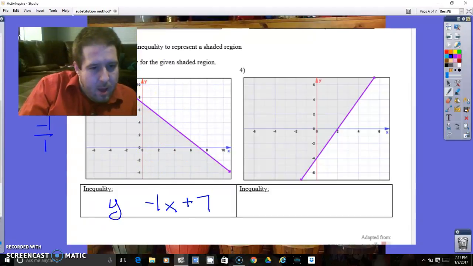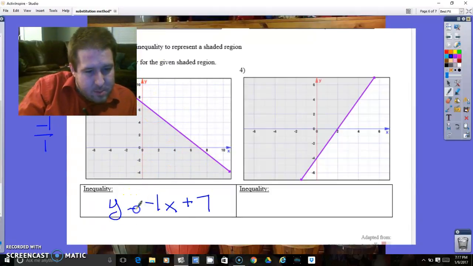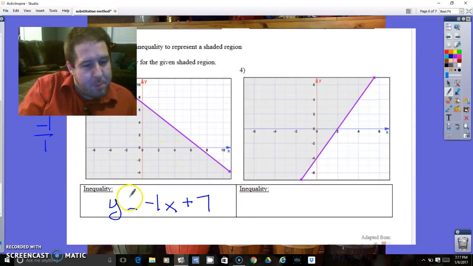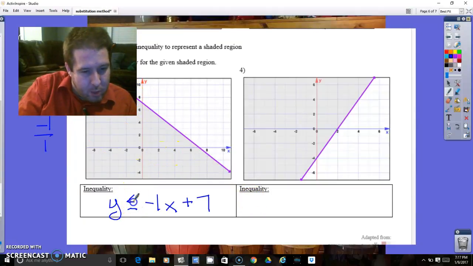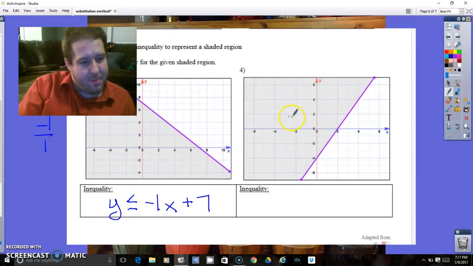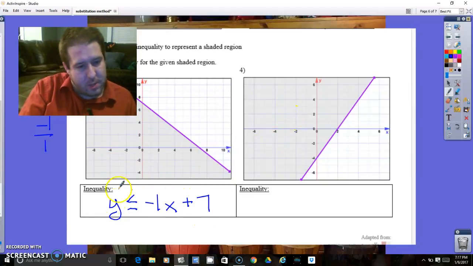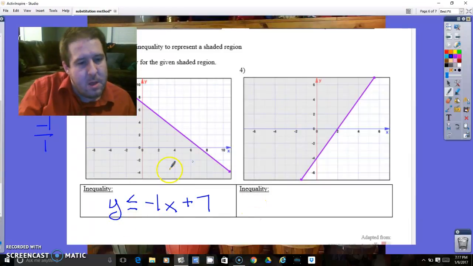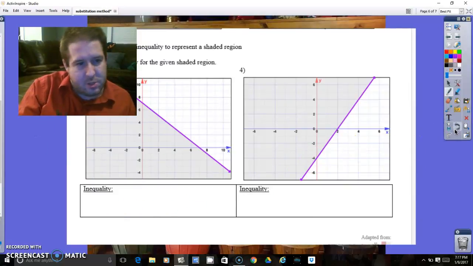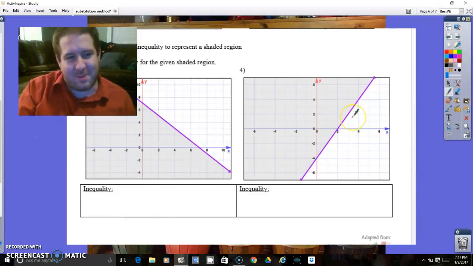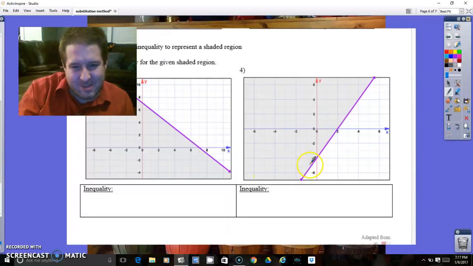Now, the boundary line is solid, so it's going to be or equal to. It's not a dotted line, and it's shaded below, which means everything below or less than that boundary line. This represents the boundary line. This represents the answer. So the answer is going to be below or less than the boundary line. All right, I'm going to erase that because I do want you to watch the video. I don't want you just to skip to the very end and see the answers.